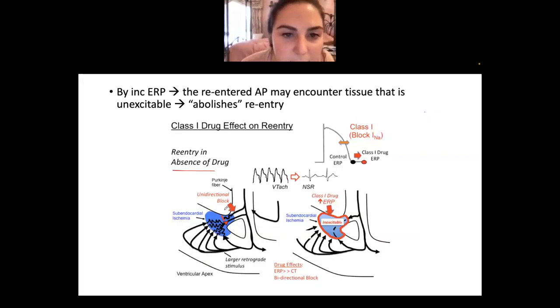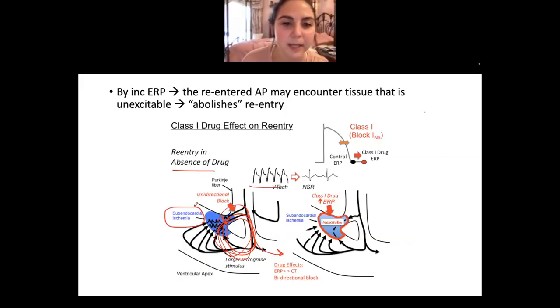So for example, in the absence of the drug, there's that unidirectional block. Let's say that this is another bundle branch block. So it goes around, it splits, and then this goes and does the rest of the heart. So it's fine, but we have reentry. And here's your reentry over and over and over again. And that can precipitate VTAC, which is very, very bad.